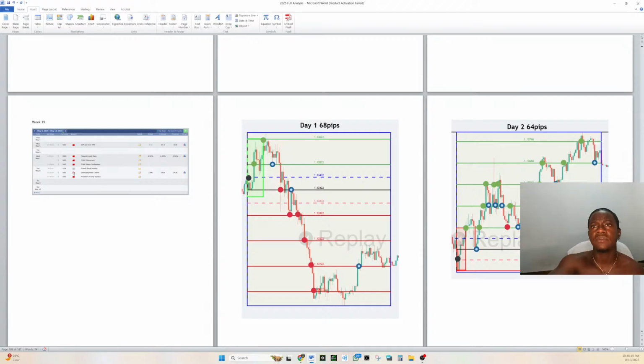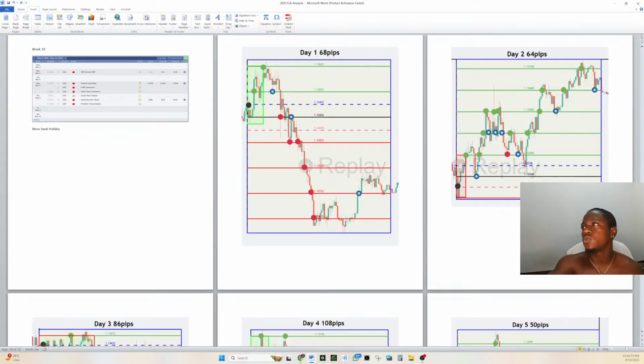Week 19, French big holiday, show bank holiday. Buy stop 1-to-1, winning reversal. Day 2 is going to be a sell stop, 5 pips in profit.